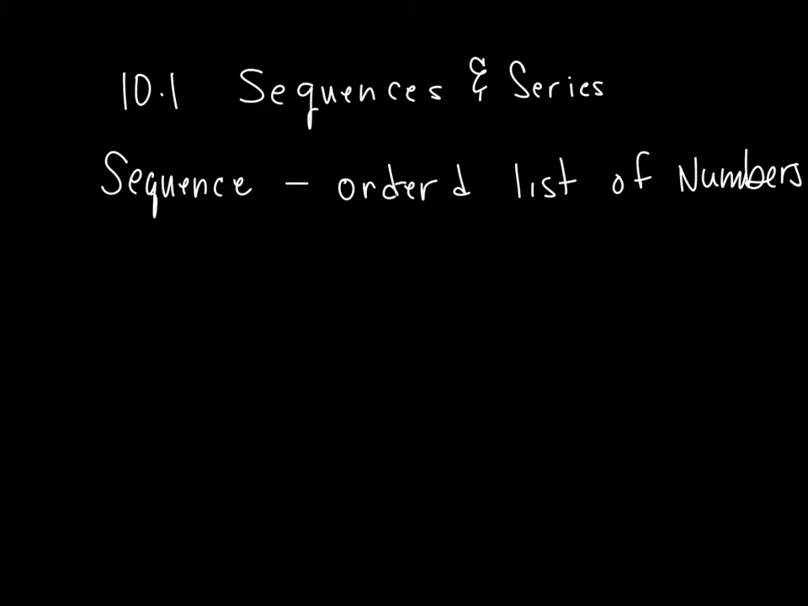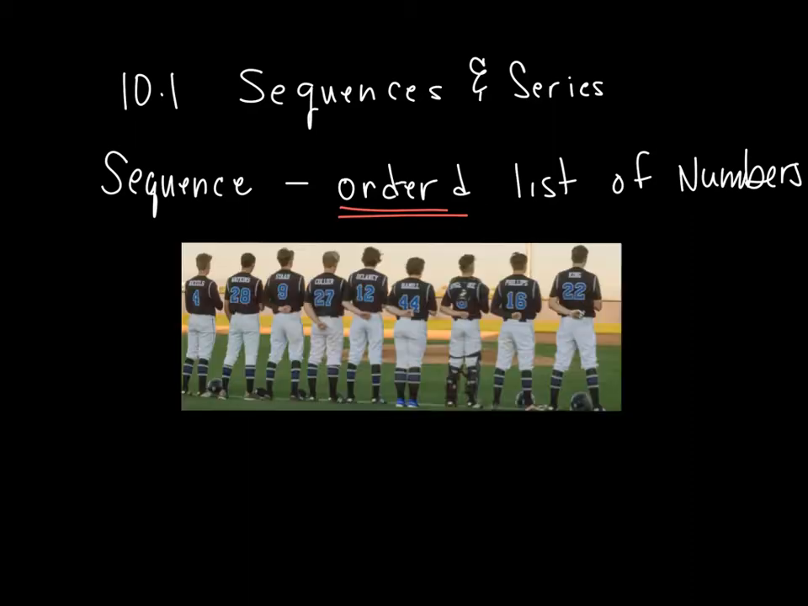So 10.1 is about sequences and series. Now, a sequence is just an ordered list of numbers, and this part, ordered, is extremely important. So if you look at this as a set of ordered numbers, I like to use this example. So you have these numbers.